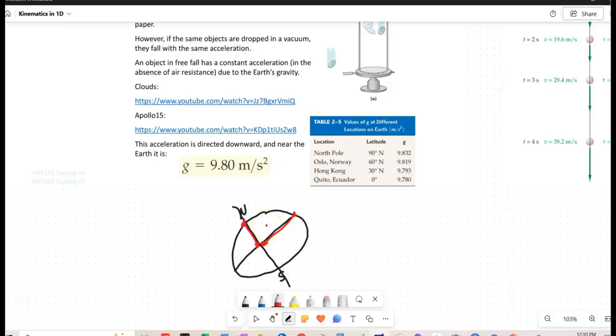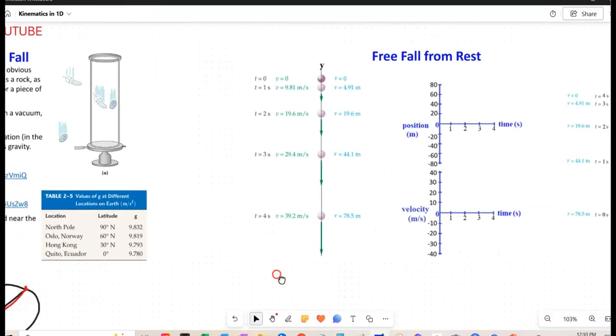And we'll get into the physics of that a little bit later on when we get into energy. But basically the gravitational acceleration of the Earth is going to be 9.8 meters per second squared down. Okay? Now, let's go ahead and talk about that.